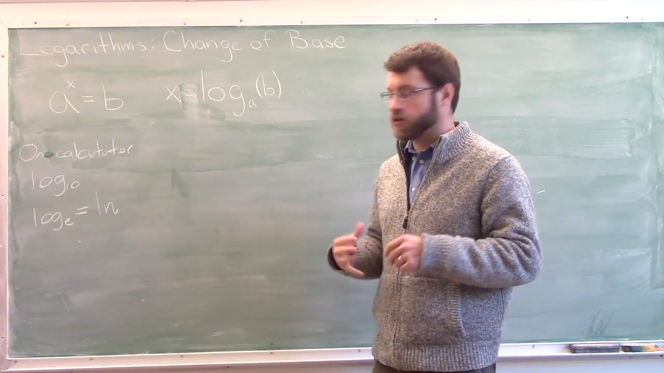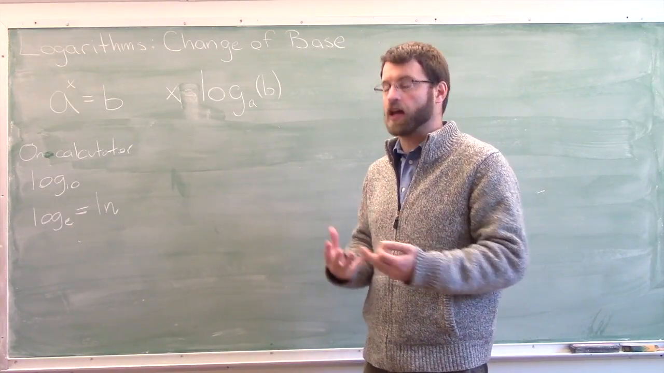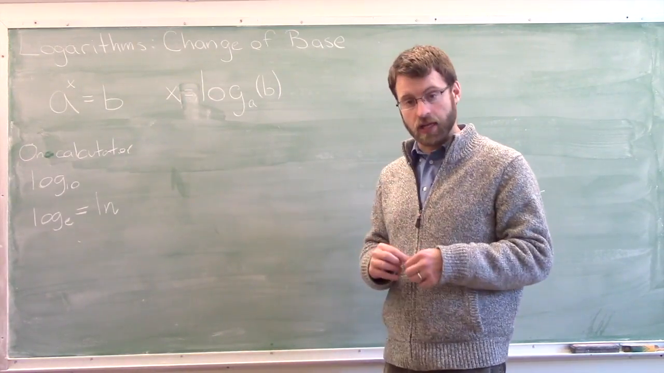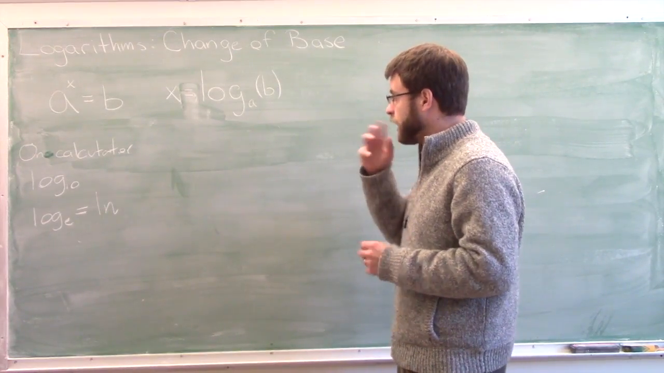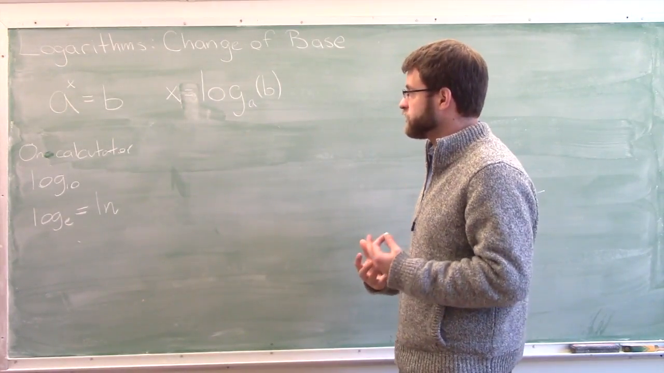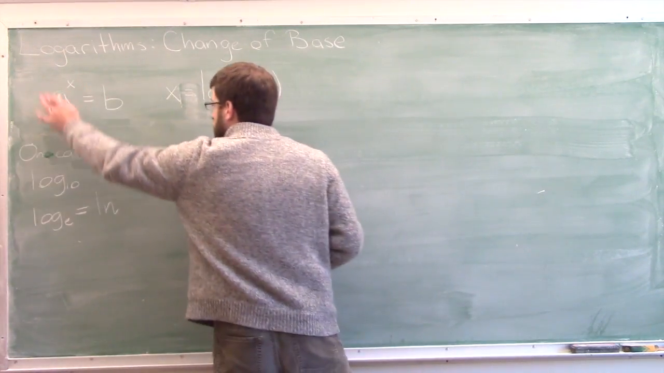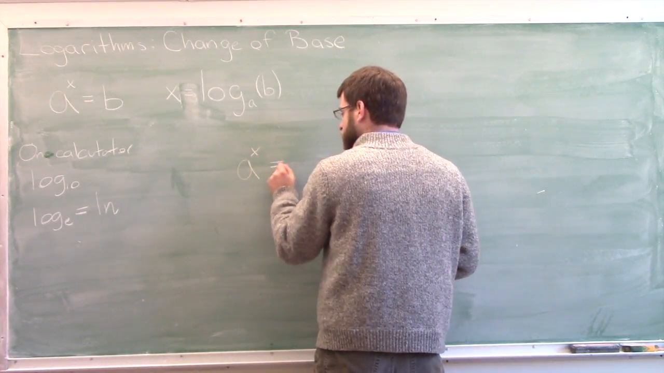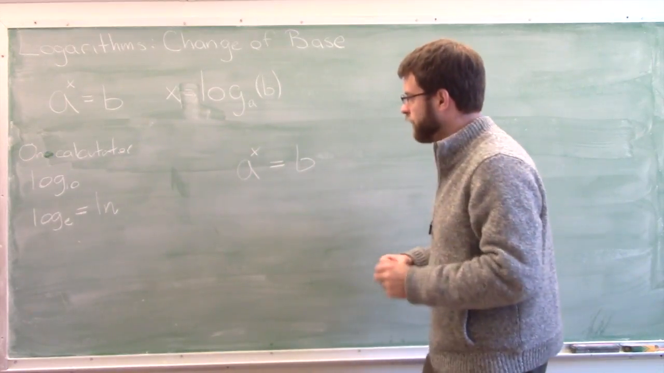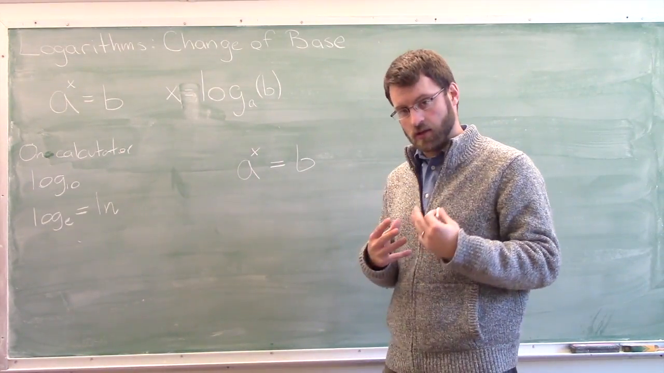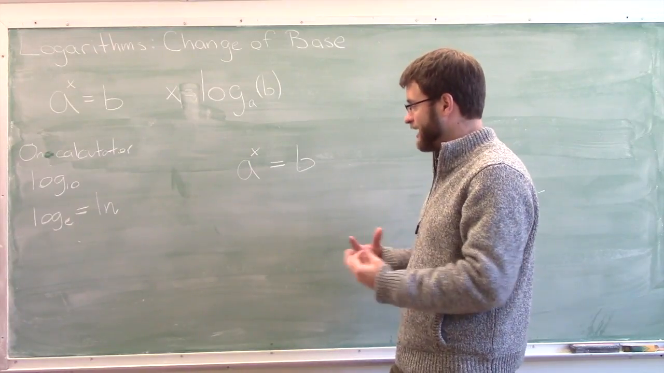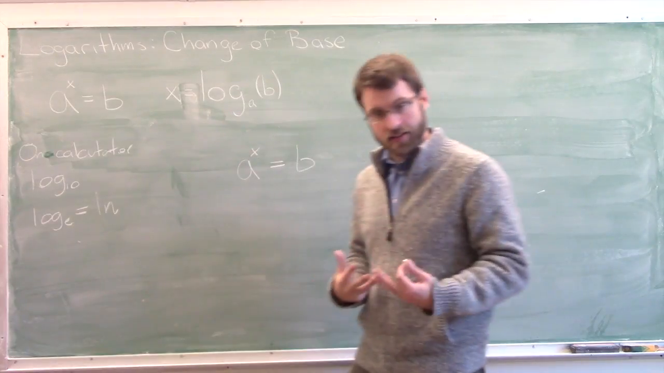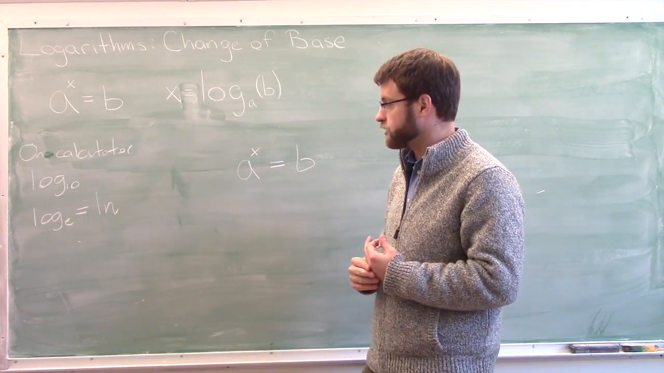Okay? And the way that we're able to evaluate the change of basis is by using the properties of logarithms. So this is an application of those algebraic properties. So the way that we figure out that change of basis formula is we begin with our exponential equation. So we have a to the x is equal to b. And then we wish to solve this equation for x to get it on one side by itself. So we're going to apply one of the logarithms that we're going to have access to on our calculator to both sides of this equation.